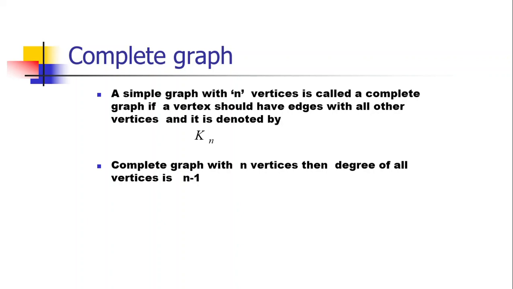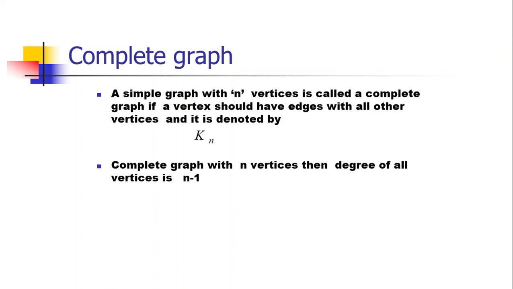In this video we will discuss complete graph and complete bipartite graph. So first we will discuss complete graph. What is the definition of complete graph? A simple graph with n vertices is called a complete graph if a vertex has an edge with all other vertices, and it is denoted by Kn.